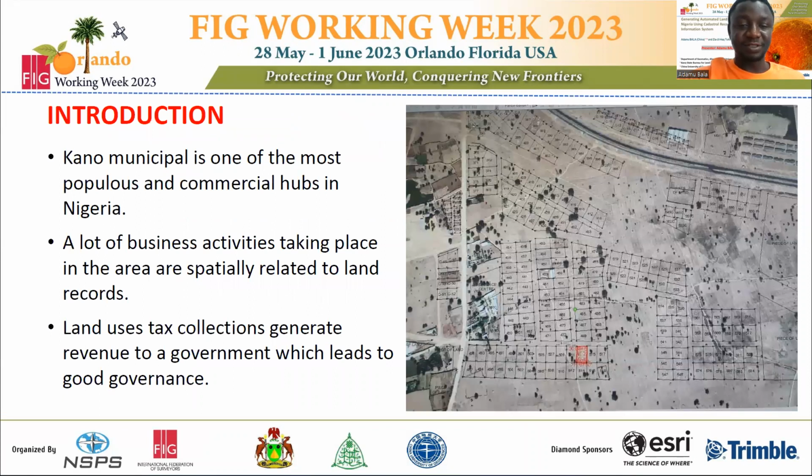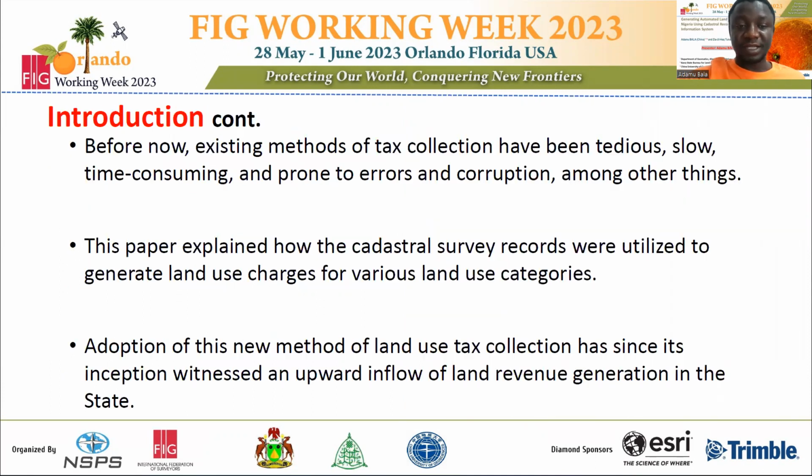Kano State is one of the most populous and commercial hubs in the country. A lot of commercial and other business activities take place, especially within the metropolis. Land use tax collection generates a lot of revenue for the government, which leads, of course, to good governance. Before now, existing methods of tax collection in the state have been tedious, slow, time-consuming, and prone to errors and corruption, among other difficulties being encountered.